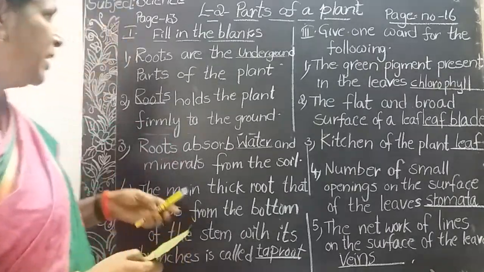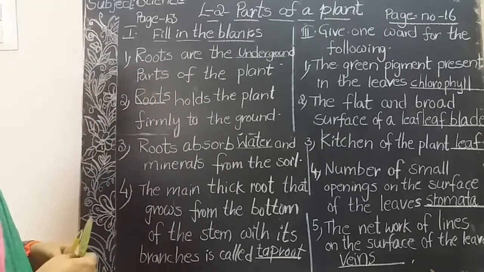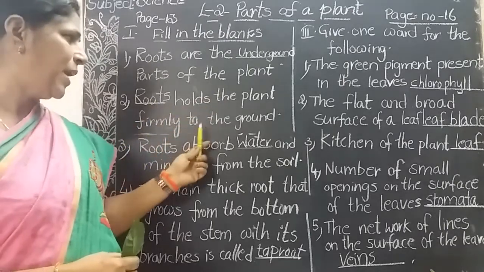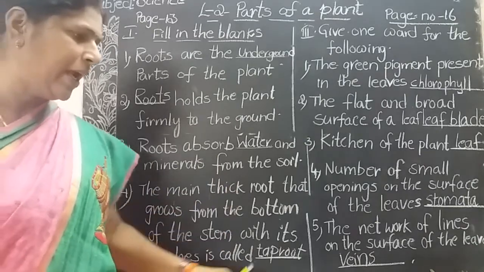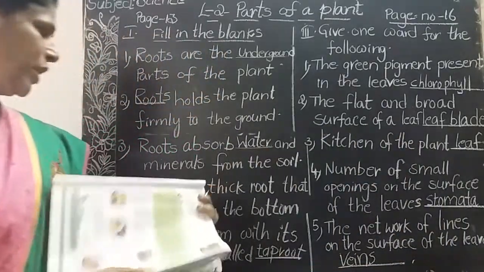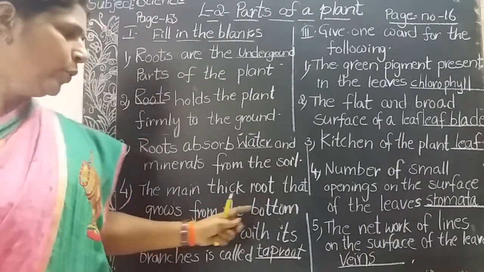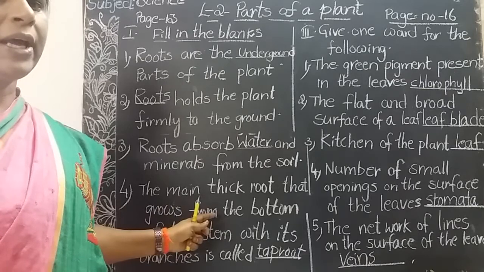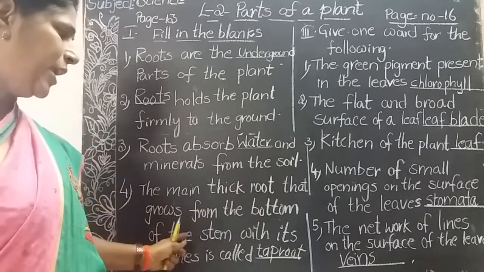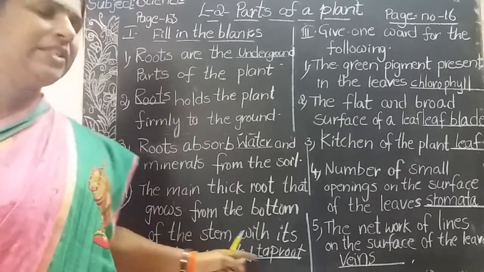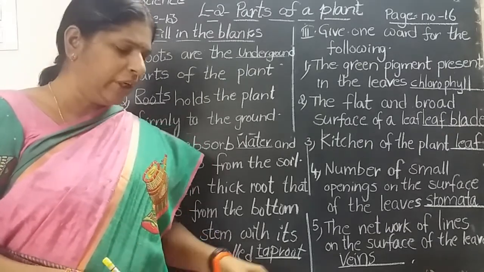Okay, I come again. Read: roots are the underground parts of the plant. Roots hold the plant firmly to the ground. Roots absorb water and minerals from the soil. The main thick root is the tap root. That grows from the lower end of the stem. The bottom of the stem, or lower end of the stem, with its branches is called tap root. Is it clear? Tap root has a main, thick root.